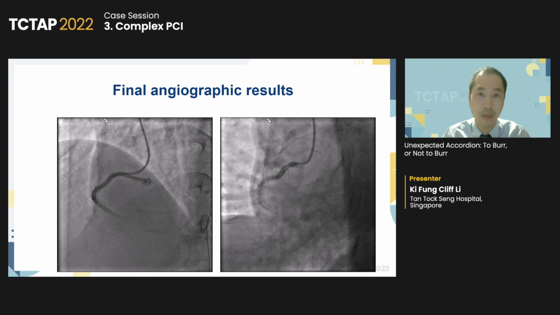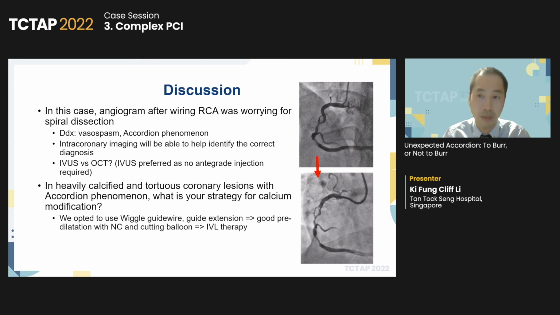In this case, the angiogram after wiring the RCA was worrying for spiral dissection, vasospasm, or accordion phenomenon. Intracoronary imaging was able to help us identify the correct diagnosis. We chose IVUS in this case over OCT because there was no need for antegrade injection. In heavily calcified and tortuous coronary lesions with accordion phenomenon, what would your strategy be? We opted to use a wiggle guide wire with a guide extension and good pre-dilation with an NC and cutting balloon, followed by IVL therapy.